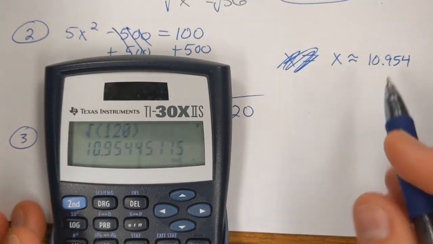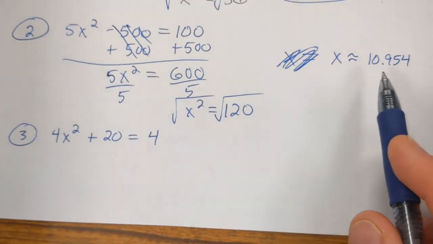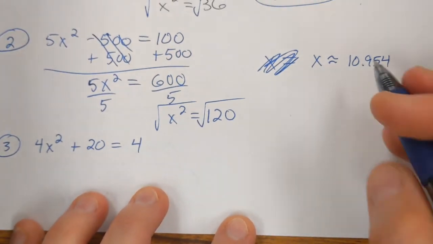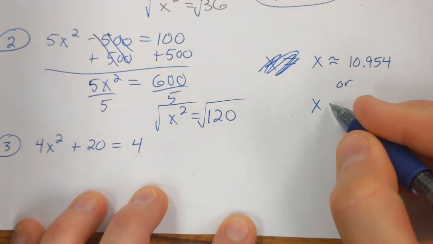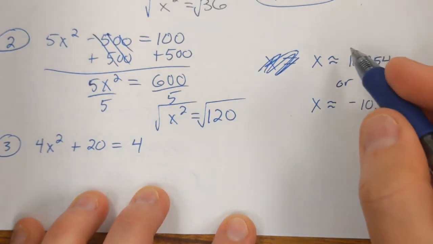We're going to say x, and I didn't use an equal sign here. I used this squiggly equal sign. This means x is approximately equal to 10.954. Although, remember, it can also be negative. This is called the primary square root, but it can also be negative. This negative square root would work as well.